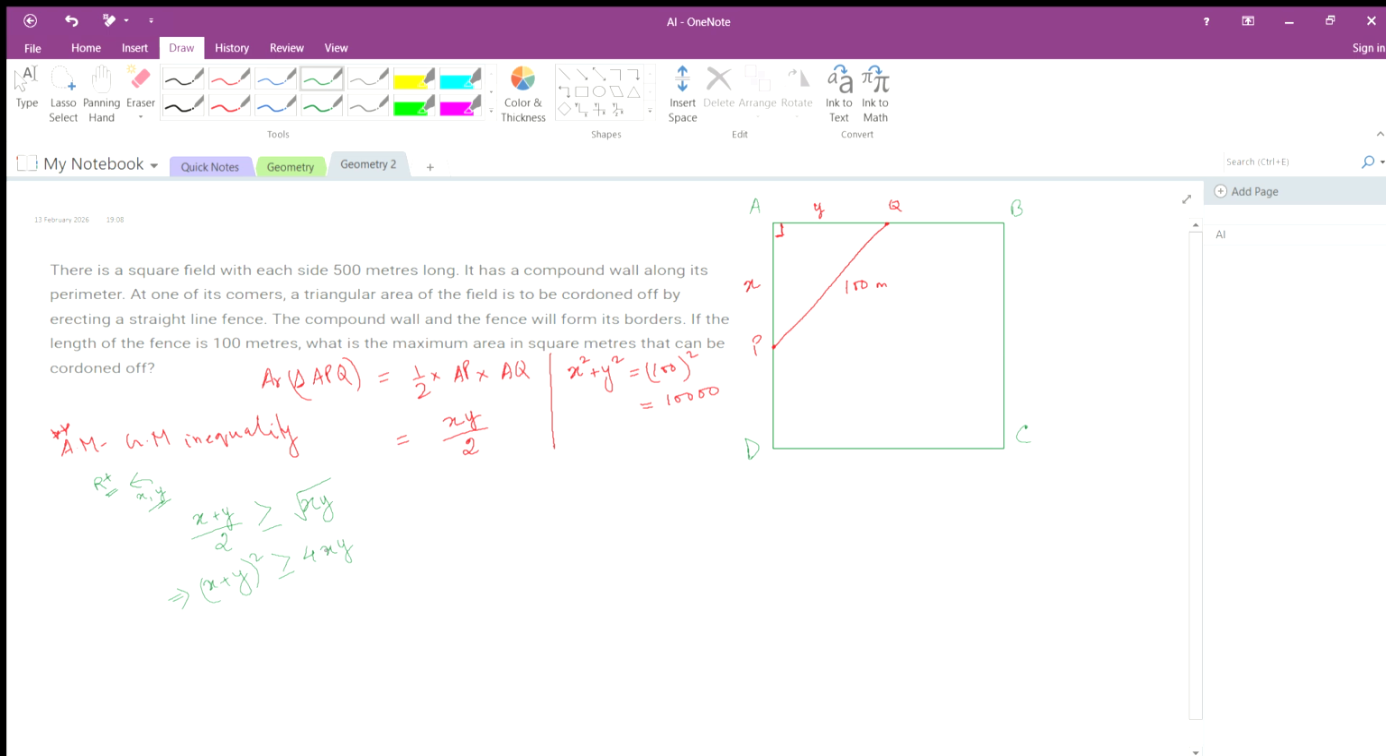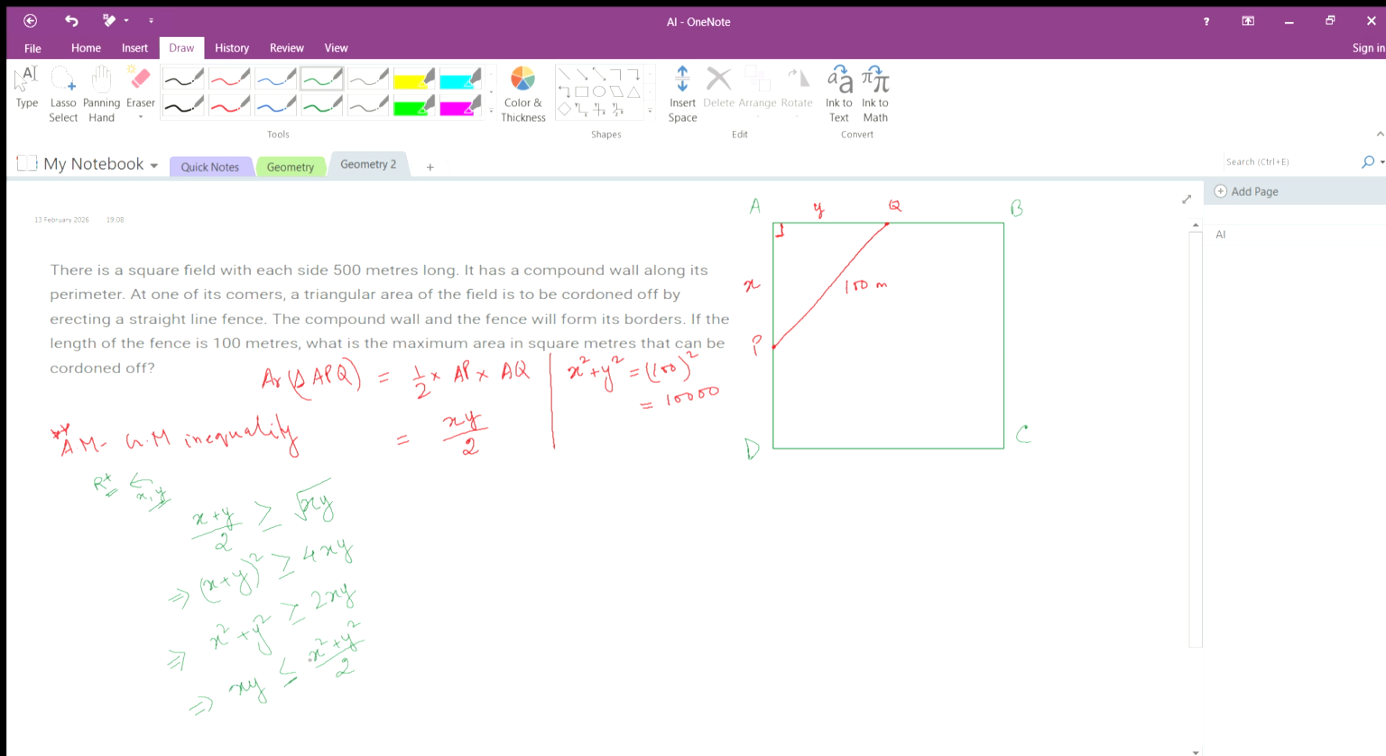Now I will use the (a plus b) whole square formula. It's a square plus b square, in our case x square plus y square, plus 2xy. And the 2xy, when it goes to the right hand side, becomes minus 2xy. So 2xy, what do you get here? xy is less than or equal to x square plus y square by 2.